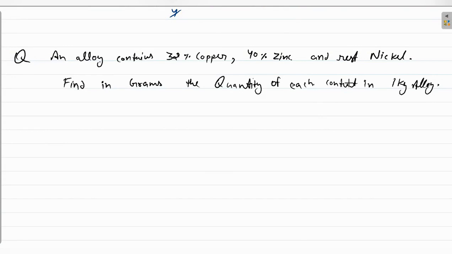And then find 32% of 1,000. So how much is copper? You will say copper is 32% of 1000. That will be how much? You can remove the 2 zeros. 320. 320 grams. Perfect.